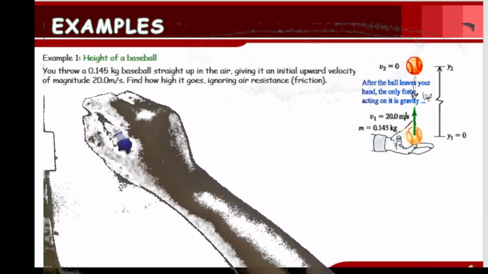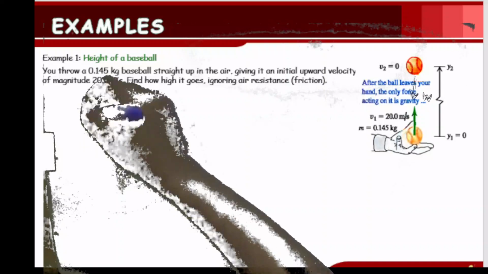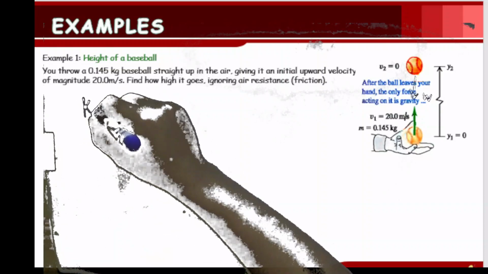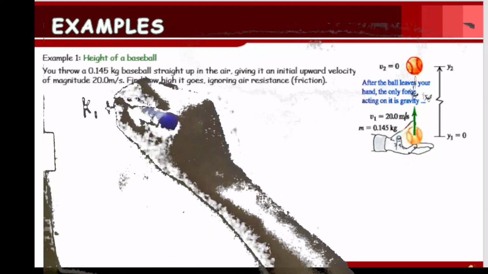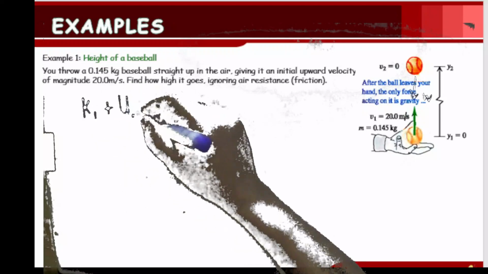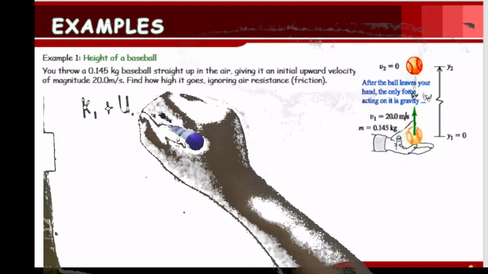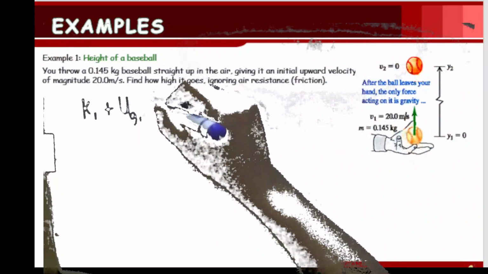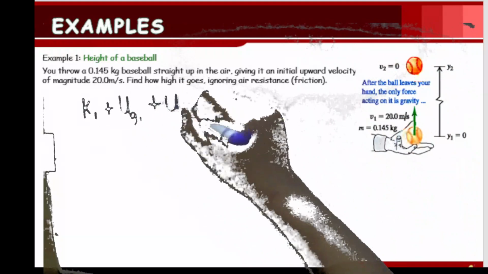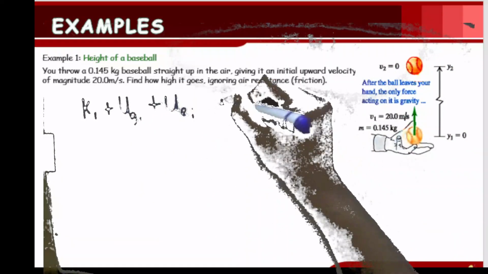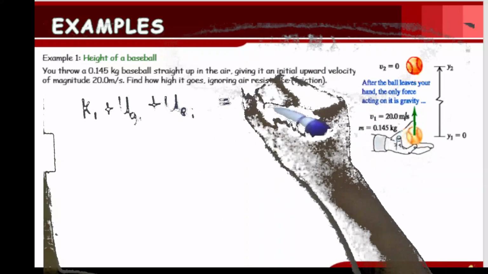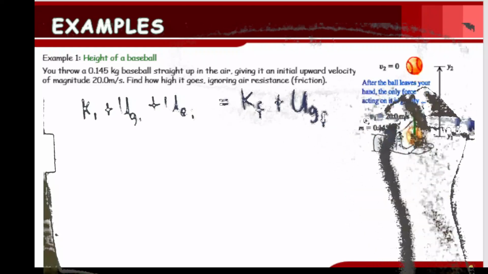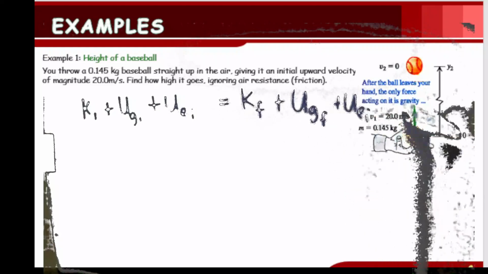Hopefully maklaro mo ni. Klaro ra? Okay. So from the principle of conservation of energy, we have initial kinetic energy plus initial gravitational potential energy plus initial elastic potential energy on the left side, and on the right side of the equation, we have the final values: final kinetic plus final gravitational plus final elastic.